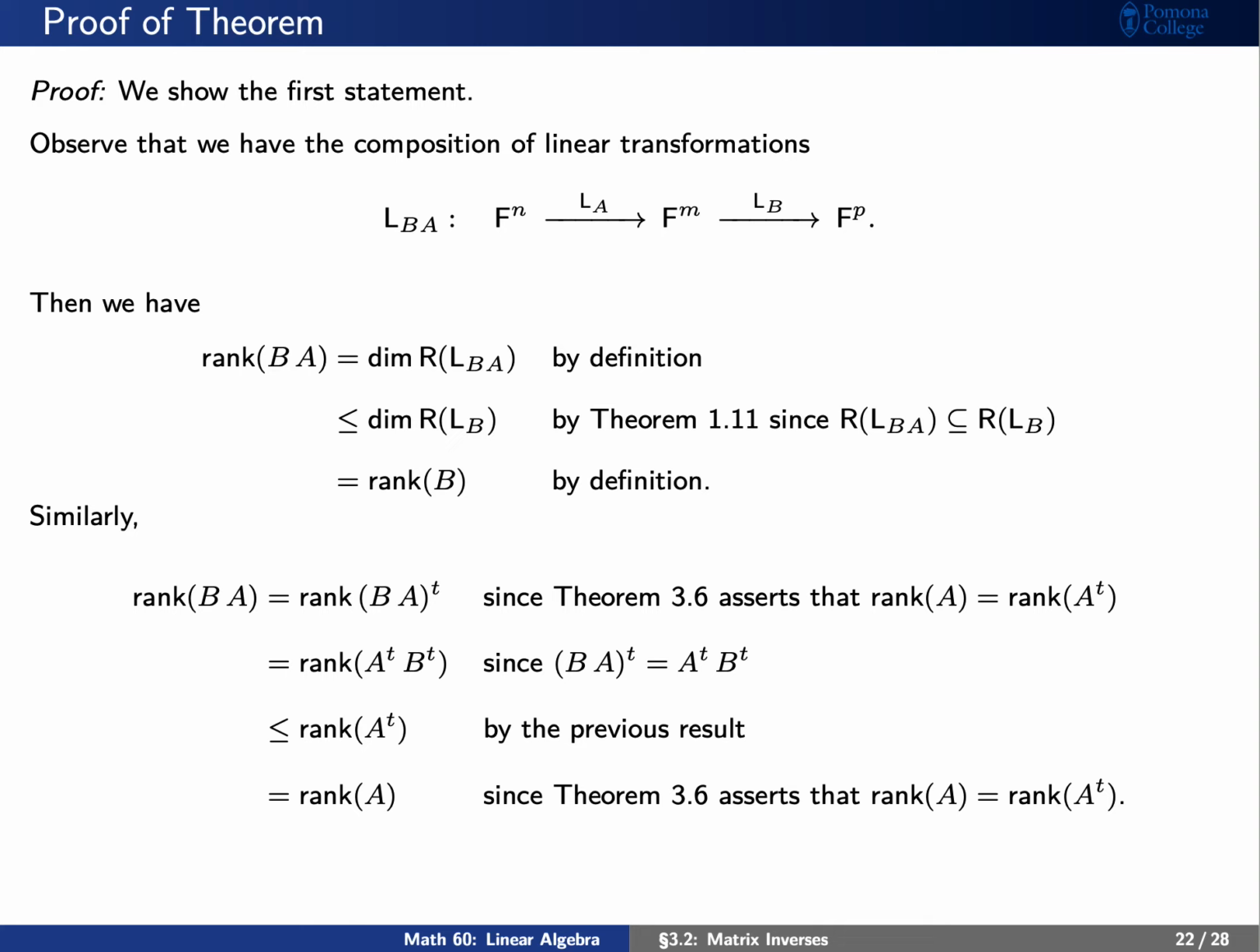Now let's take a look at the transpose. The rank of B times A is the rank of (B times A) transpose, but (B times A) transpose is A transpose times B transpose. Now using the previous result, we see that the rank of B times A is less than or equal to the rank of A transpose, but we know that this is simply the rank of A. This shows the first statement.